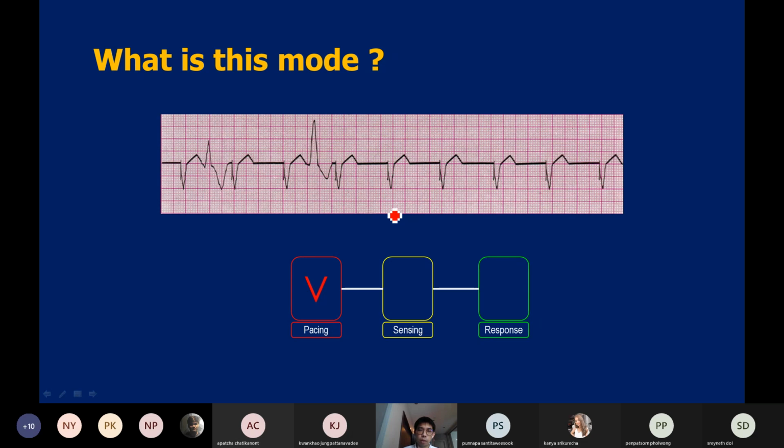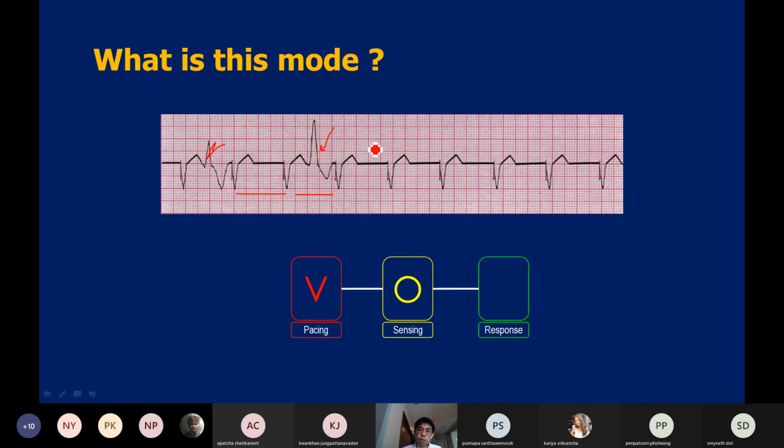Okay, it's a bit hard, so I will give you a clue. You see this one, two of these, and this is intrinsic rhythm, right? And the pacemaker still paces at the same rate. If it could sense this ventricle, it should pace later than this one. This RR interval is the same, this one and this one. It means that the pacemaker could not see this intrinsic. It should be O. It could not sense anything.